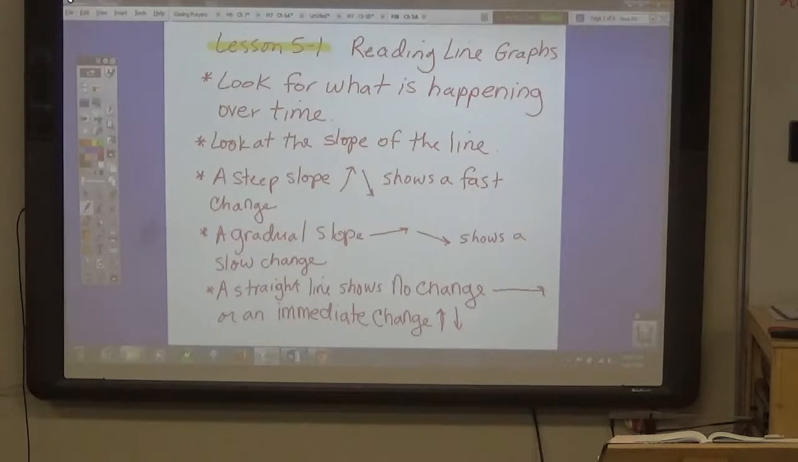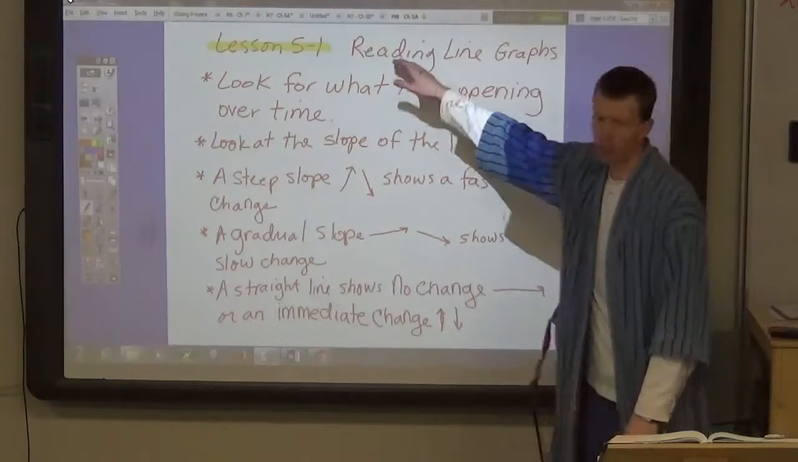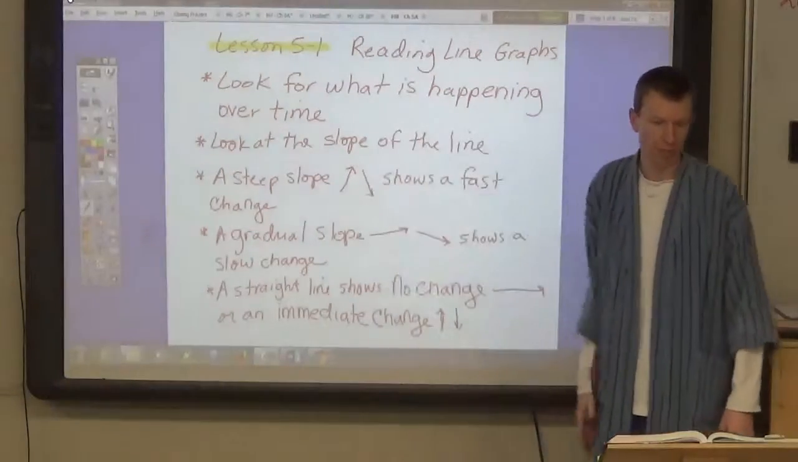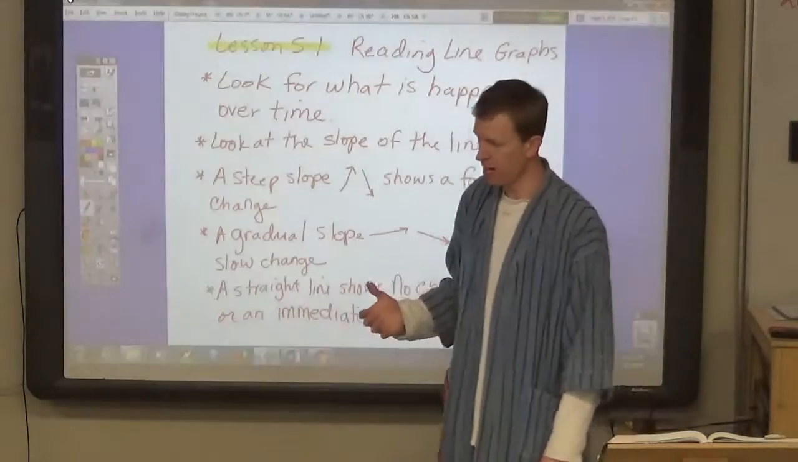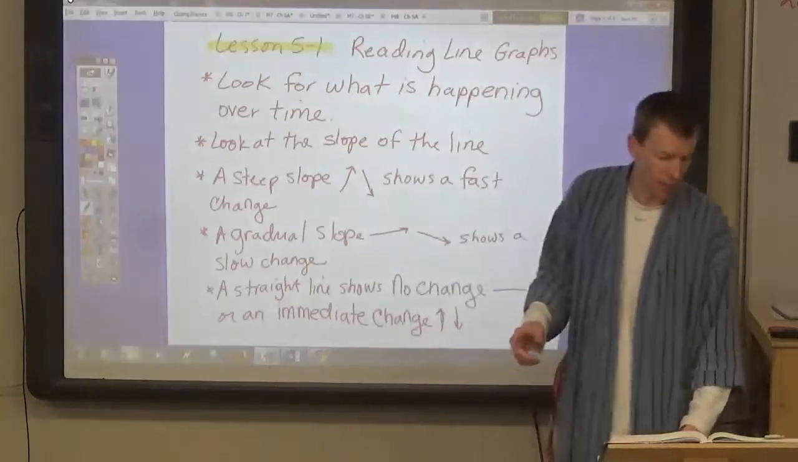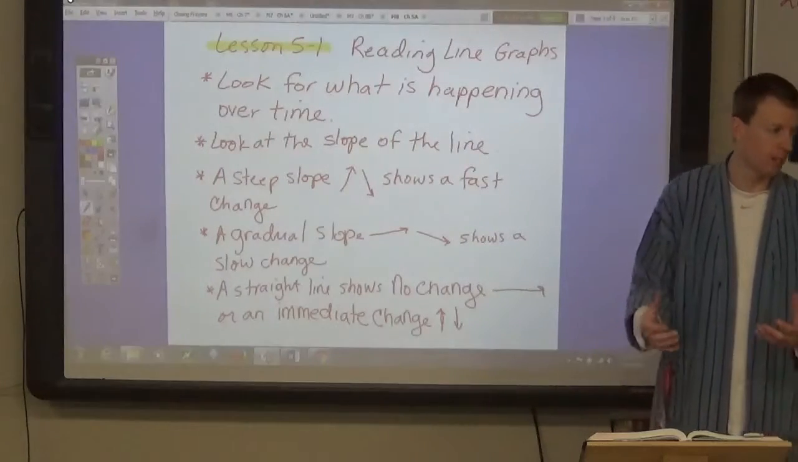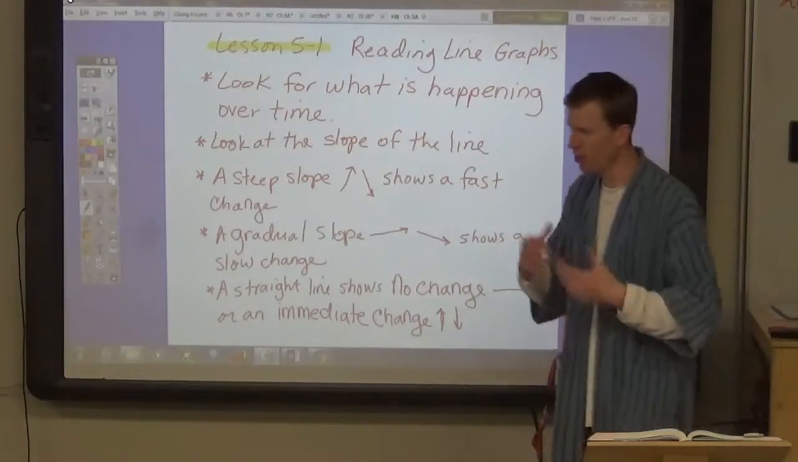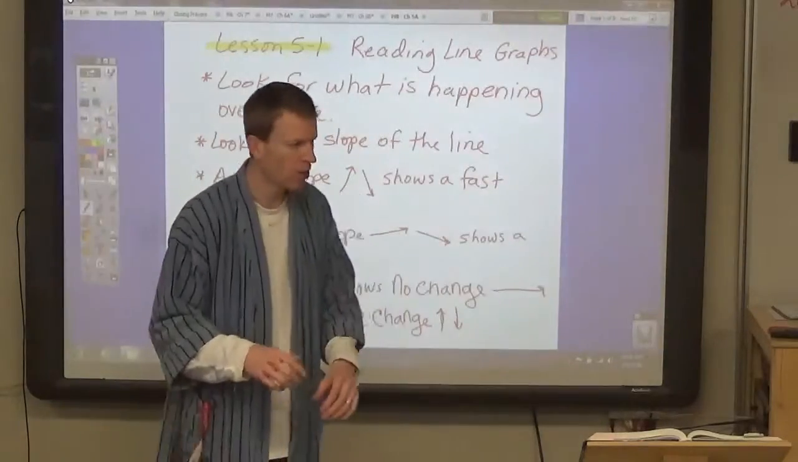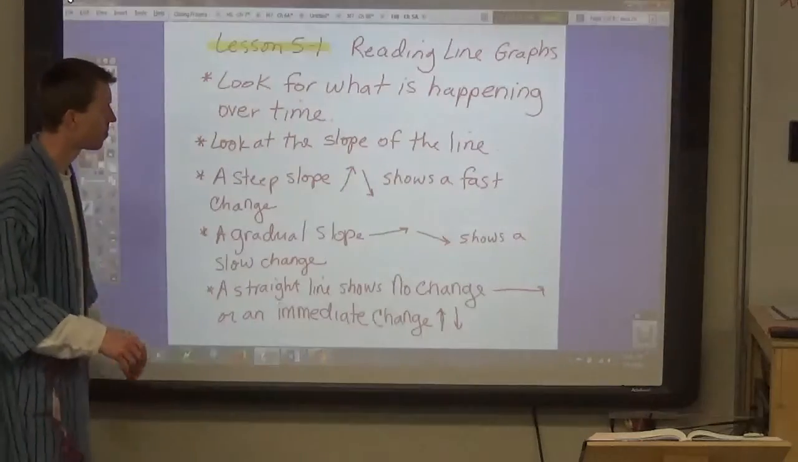Okay, 8th graders, on this pajama day, we're going to start with chapter 5, lesson 5.1. We're going to be doing a lot more graphing in this chapter, okay? So the first lesson is just being able to read line graphs and looking for things about line graphs as to what they mean in the real world, okay?